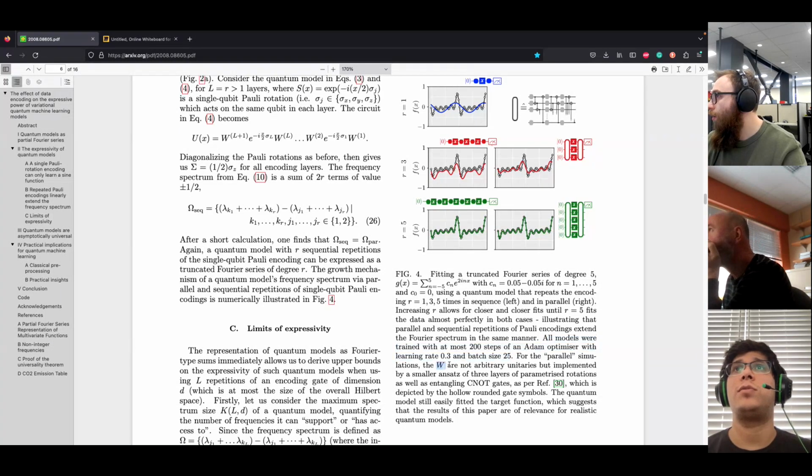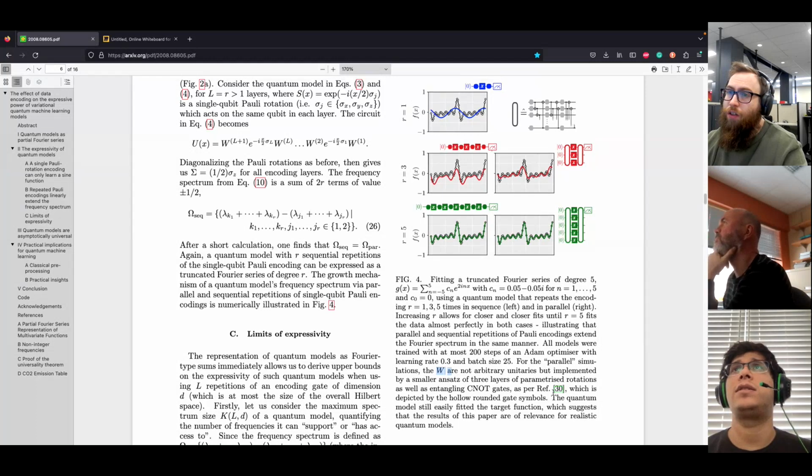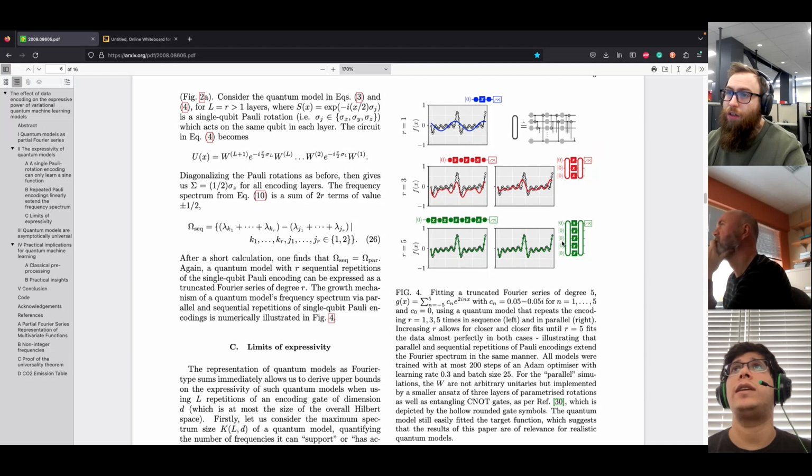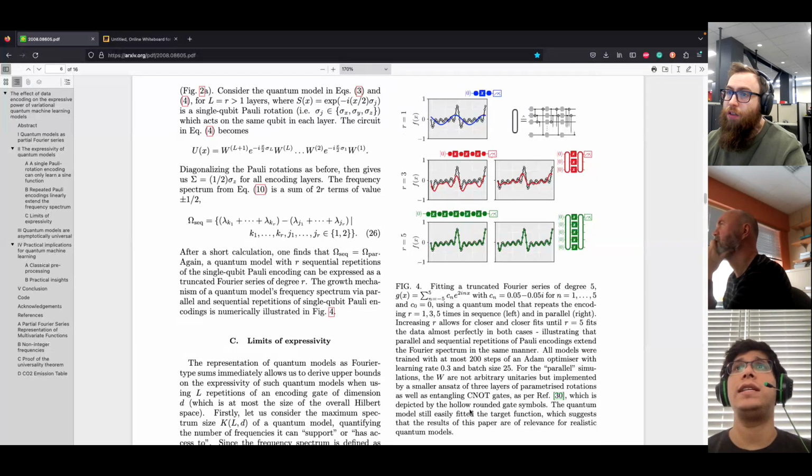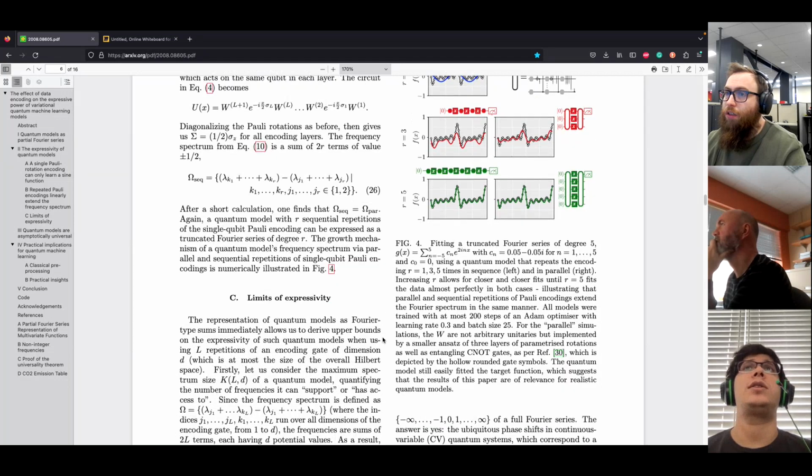For the parallel simulations, W are not arbitrary unitaries, but implemented by smaller ansatzes of 3 layers of parameterized rotations as well as entangling CNOTs. So this is just giving you details on how the W was implemented, which is depicted by the hollow rounded gate symbols. These rounded hollow gate symbols mean that you have an entanglement between the circuits in a way. The quantum models easily fitted the target function, which suggests that the results of this paper are of relevance for realistic quantum models. Spoiler alert, it is not.